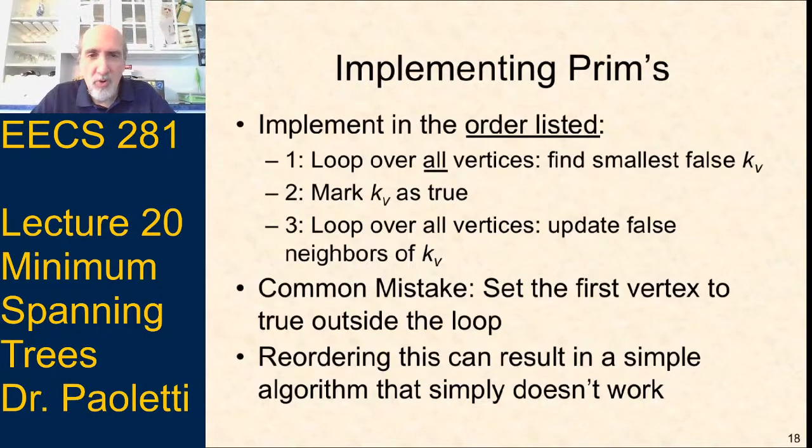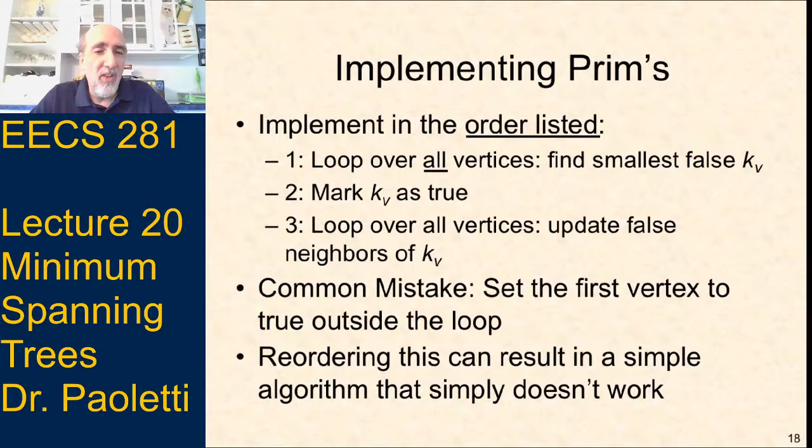Don't do it. We end up with students every semester who cannot get it working because they decided to reorder it. They decided to mark something true outside the loop, and then they reorder these simple steps, and they do a simple reordering that ends up wrong. They run the loop too many times. They reorder it wrong. They keep track of the wrong thing. It's really easy to implement this, and it's so much easier to get it right if you implement it in the order that we list.